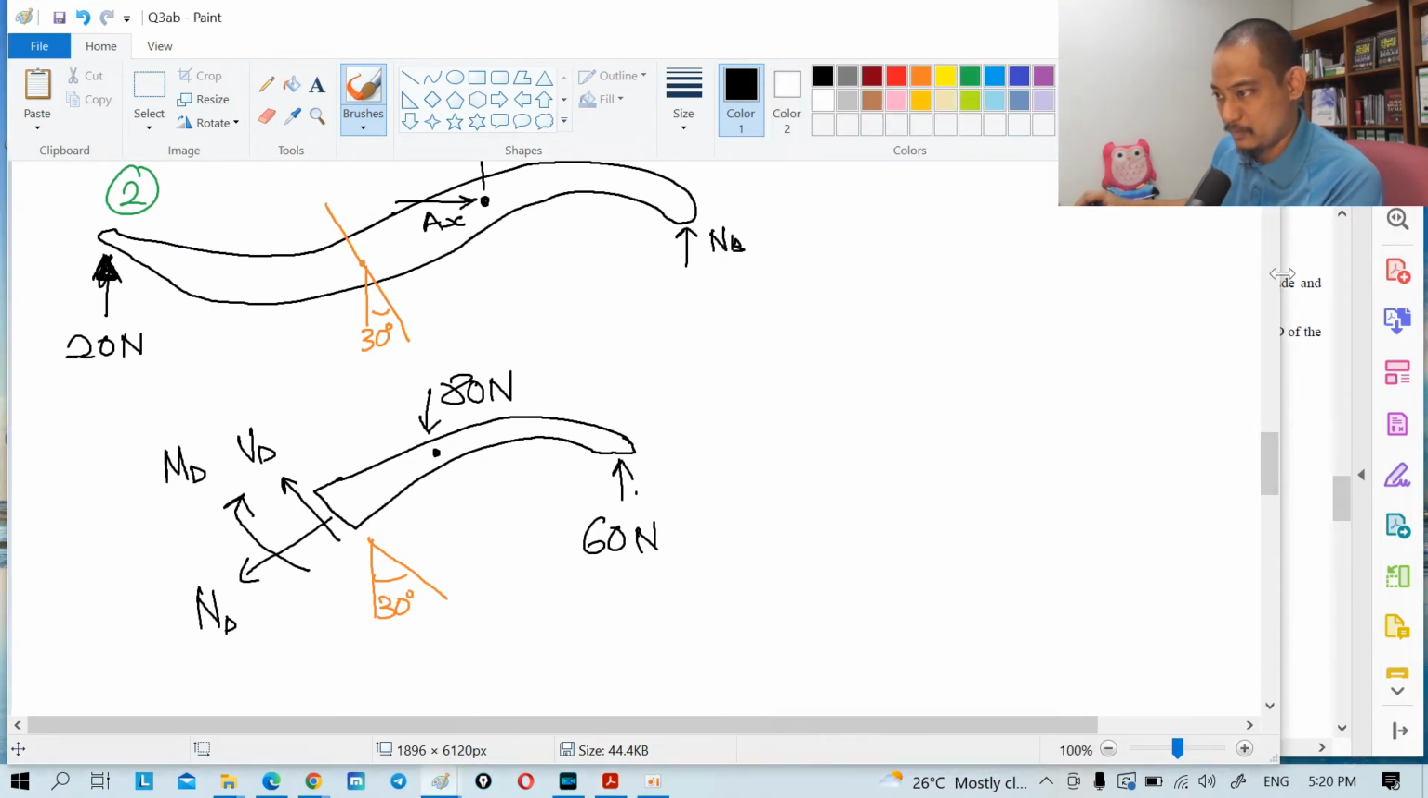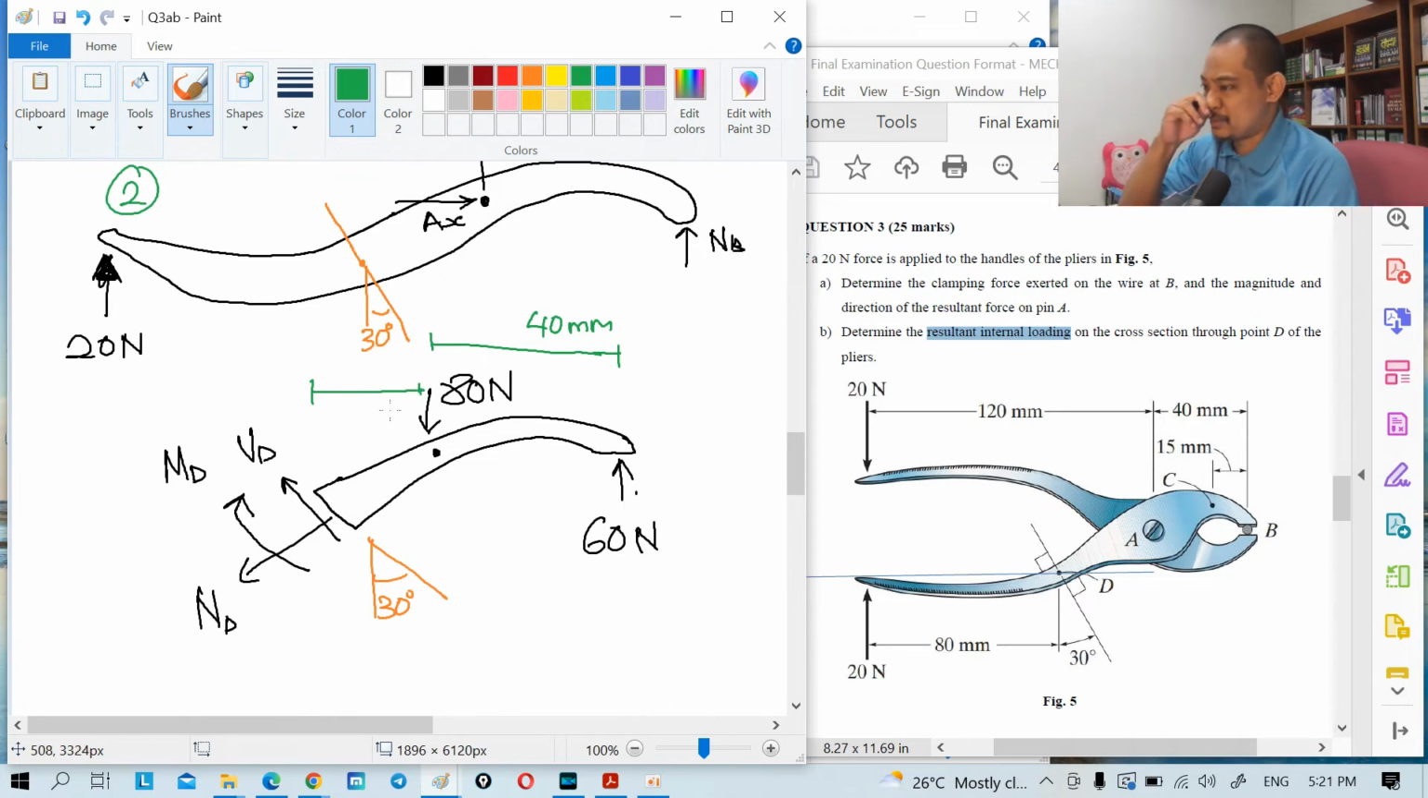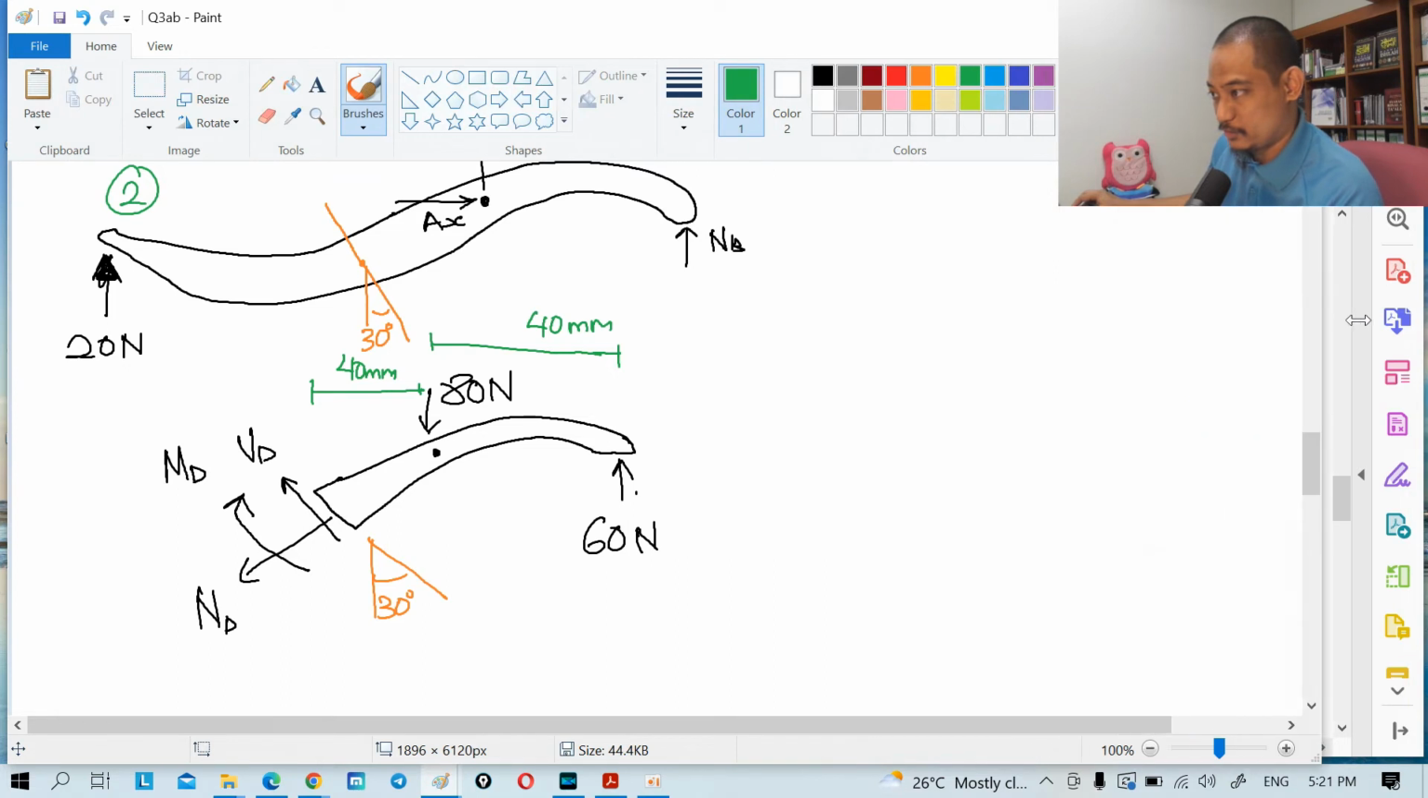And then in terms of the distance, this distance is 40 mm. This distance is basically the whole 120 minus 80, right? To get this one, we get 40 elsewhere, right? 40. Okay, let's try this one. It should give you the same answer, right? It should.